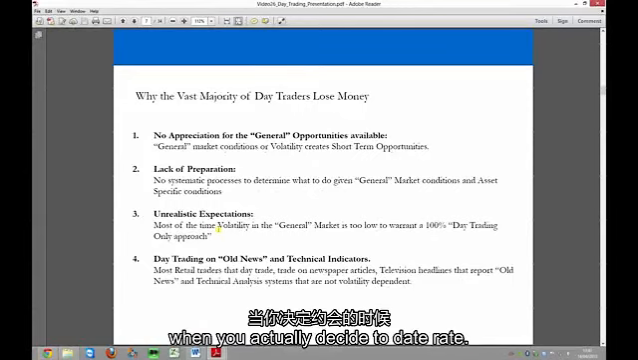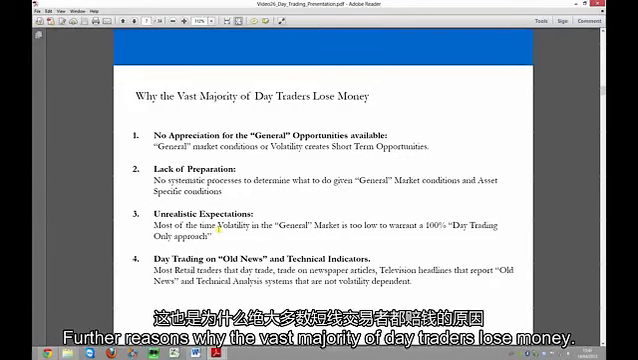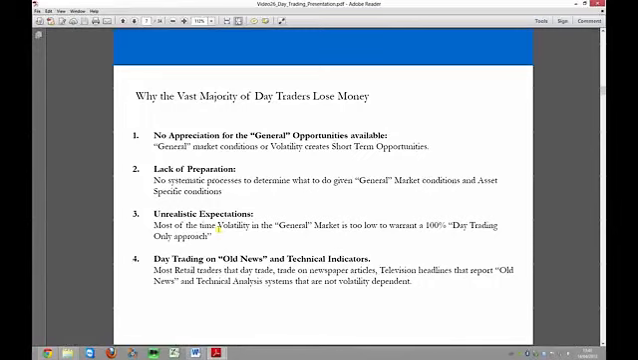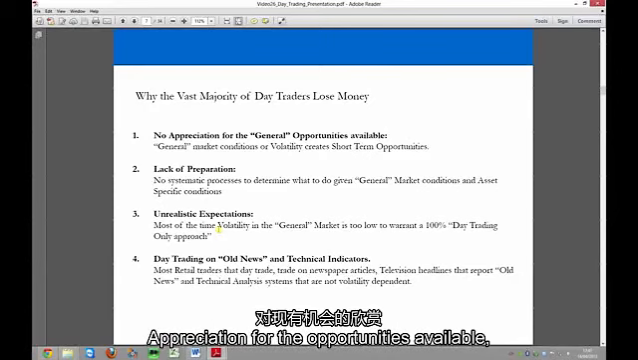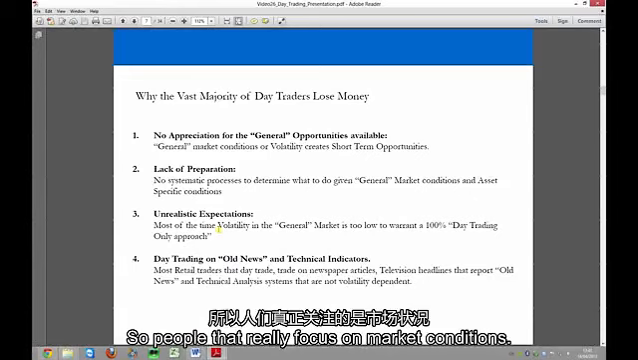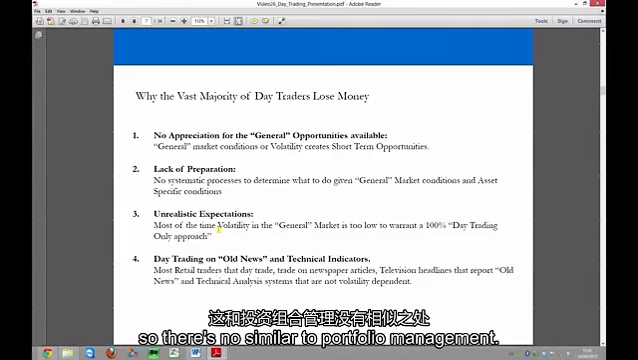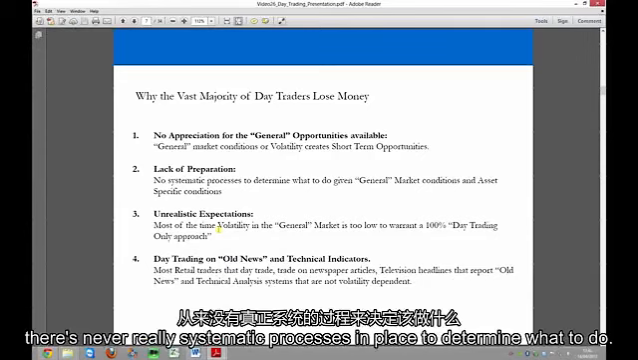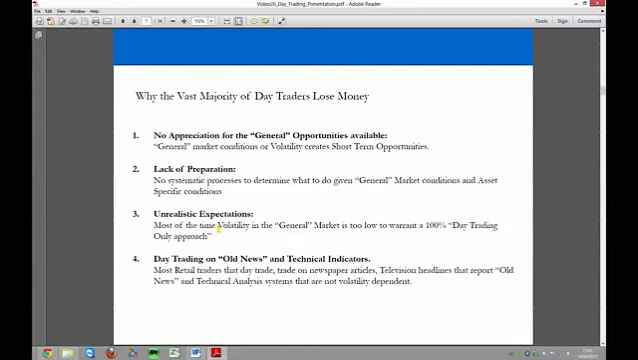Now, when you actually decide to day trade, there are further reasons why the vast majority of day traders lose money. And we've already seen the first one, a general appreciation for the opportunities available. So no appreciation for those general opportunities that are available. So people don't really focus on market conditions. The second thing is a lack of preparation. So similar to portfolio management, there's never really systematic processes in place to determine what to do given the market conditions and asset specific conditions.